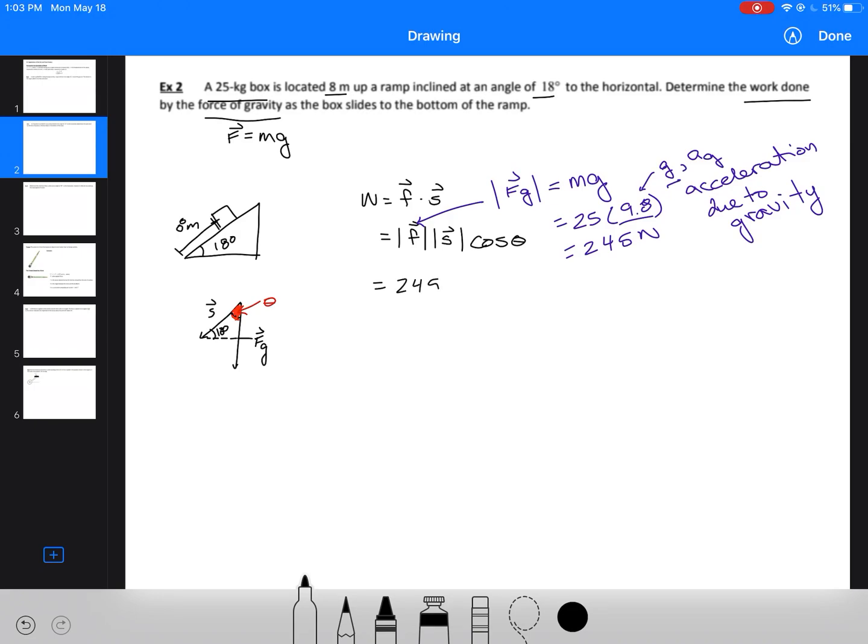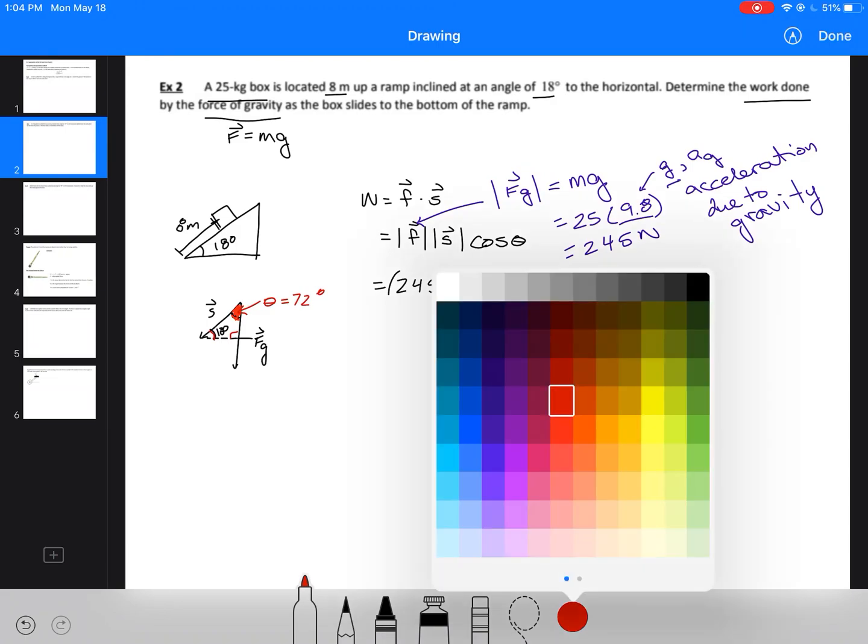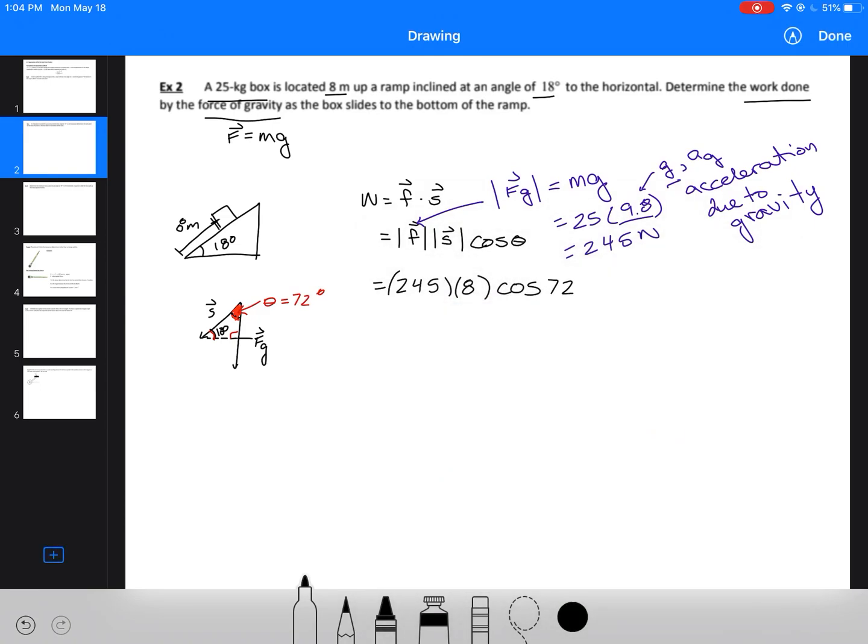So we've got 245 newtons of force times 8 meters of displacement, cosine of, well, what is the value of that red angle? Let's take a look. We've got an 18, we've got a 90, so that means whatever's left over has to add up to 180 degrees. So our theta is 72.